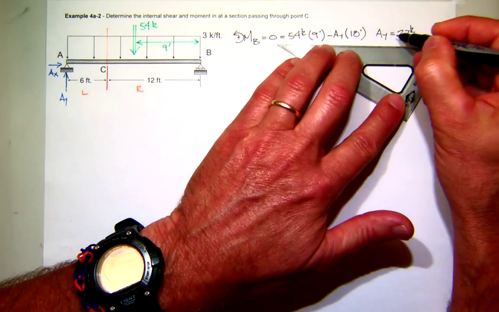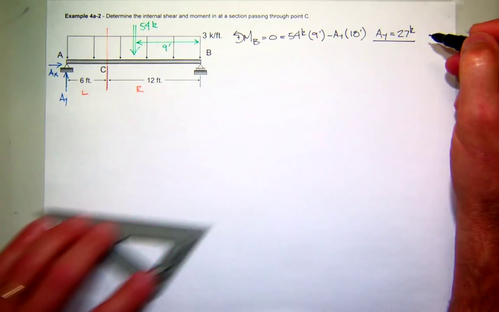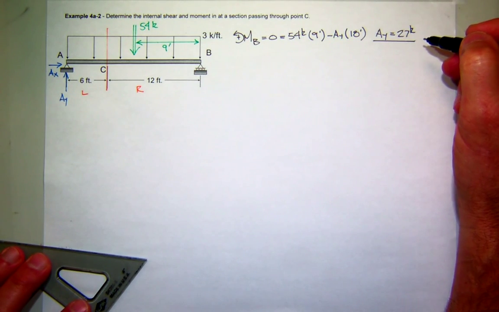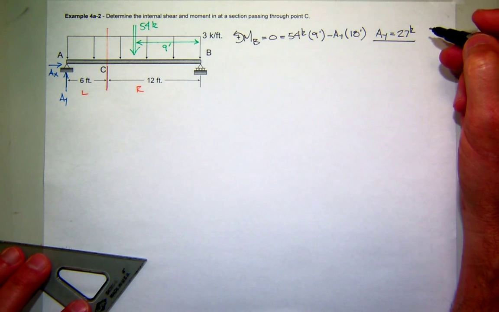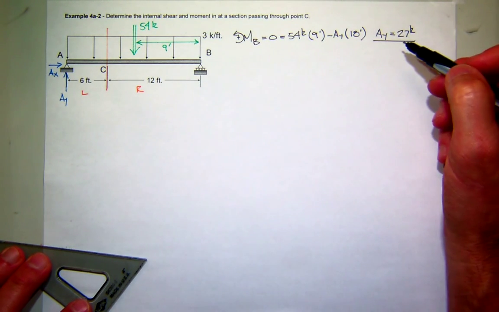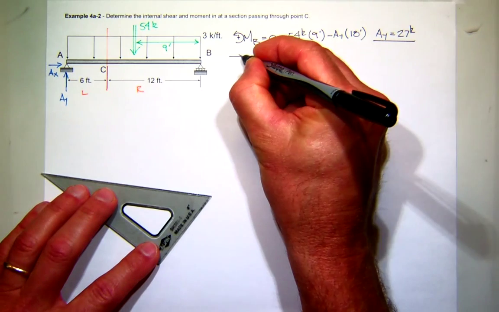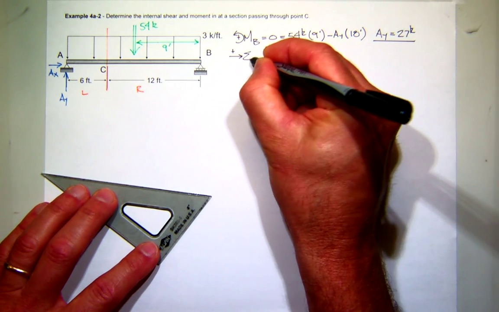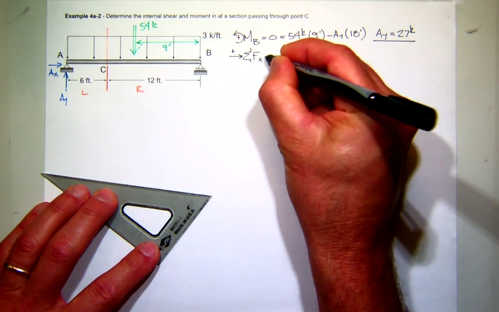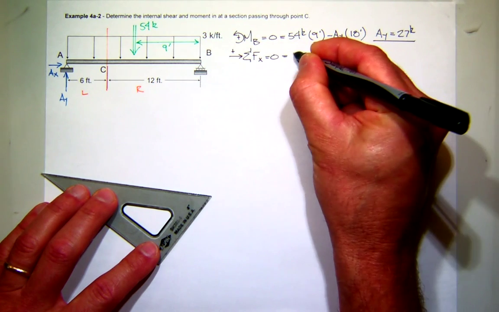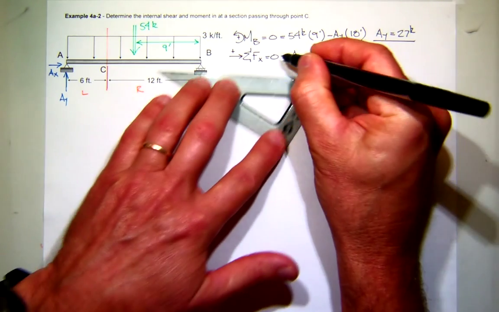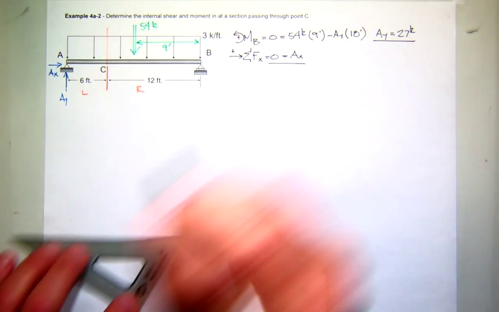Is that right? Anybody out there? I see a lot of faces. Does that equation give me 27? Let's hope so. Now I'm going to sum forces in the x direction, which is a little more work, but it's a pretty easy equation to solve. All I have is AX, so AX is 0. So I have my reactions.